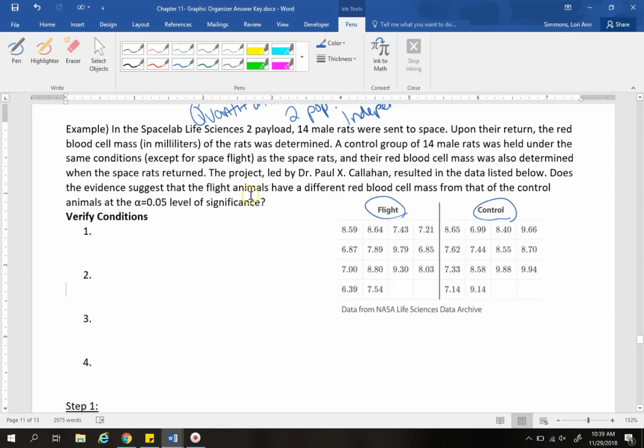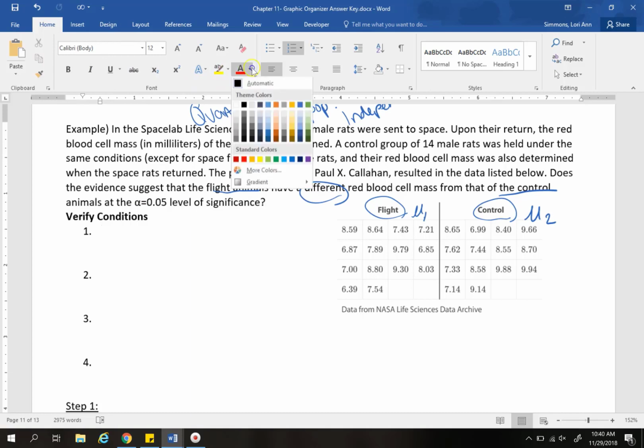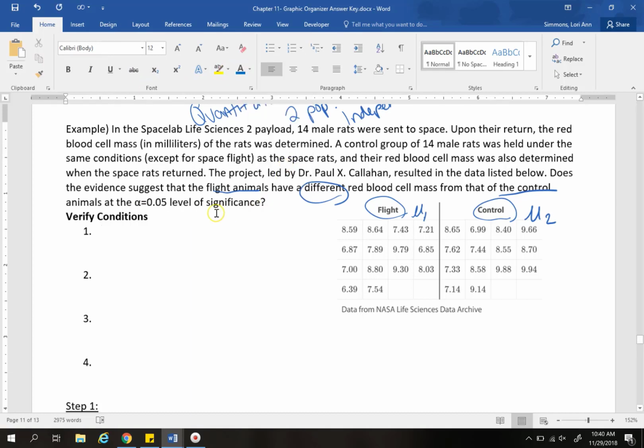Also, we're looking at whether the flight animals have a different red blood cell mass than the control. So flight animals is going to be mu sub 1 because that comes first in the sentence, is different, and then the control is mu sub 2. We're going to use that later on in step 1. But first, let's verify the conditions. Is it simple random or matched pairs? Well, we know it's not matched pairs because it's not dependent. This would be simple random.